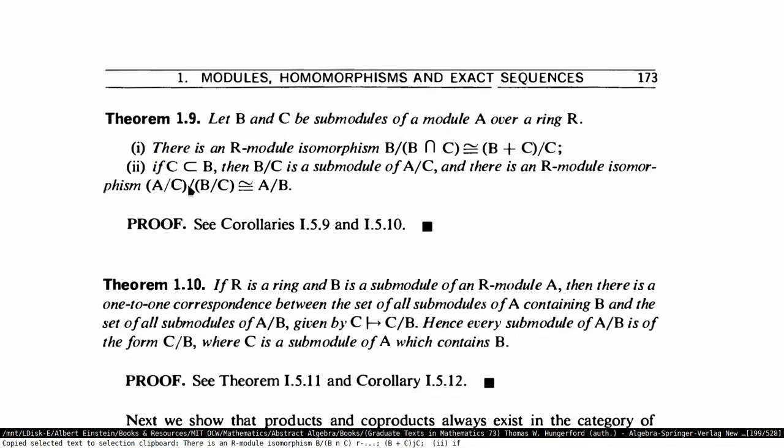And if C is contained within B, then B mod C is a submodule of A mod C. So this is the third one, right? Then you have the homomorphism between the product of A mod C with B mod C, and it's isomorphic to A mod B. I think we did that in rings, right? I think I put it as an exercise. Yeah, the McLean exercise, I remember.